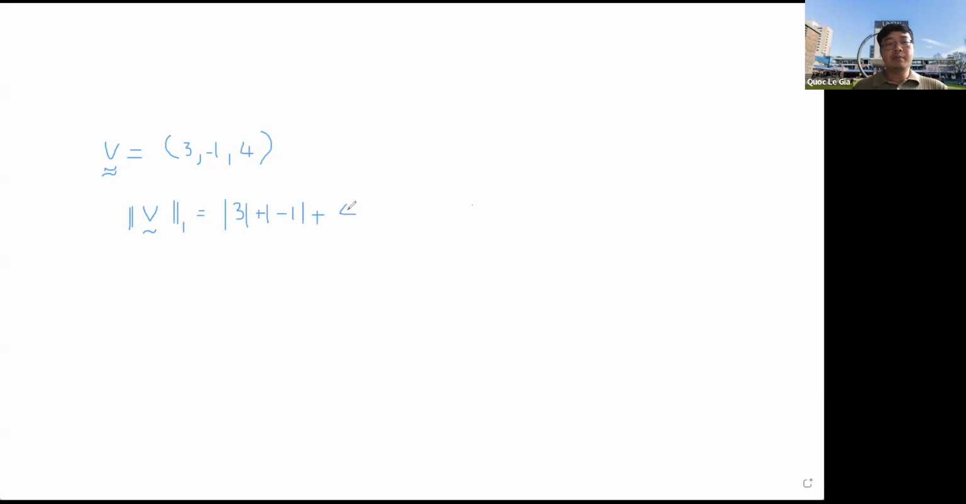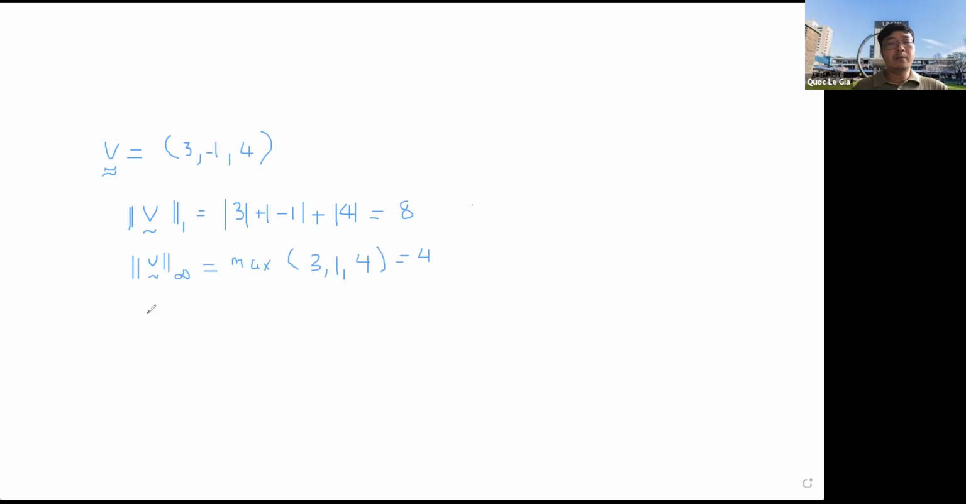You sum it up and then you raise to the power 1/1. So that is just the sum, so you got 8. And then what is the infinity norm? For the infinity norm, you just take the maximal value of the absolute value of those three components, right? So max of 3, 1, 4. This is absolute value, so that is just 4.